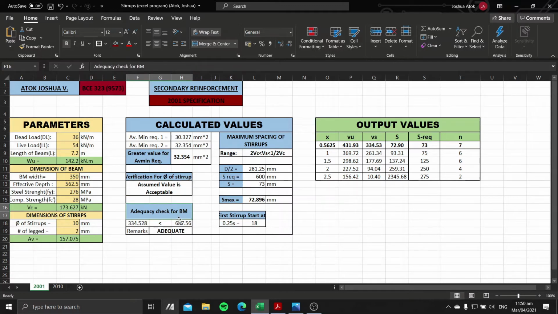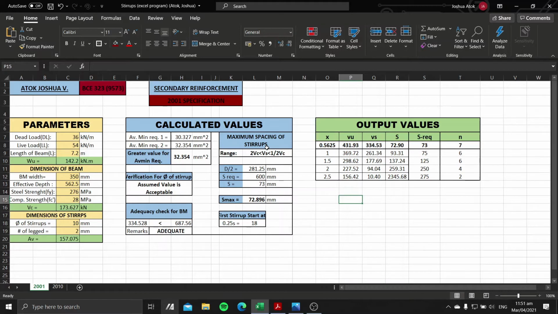In terms of the verification of the adequacy of our beam, it is required that the value for this condition must be less than the value of our Vs, and it is clearly seen that our Vs is lesser than the value of this condition, so we get a remark of adequate.